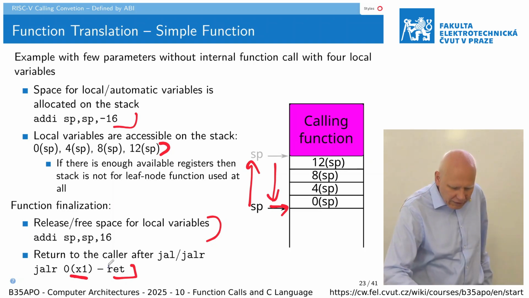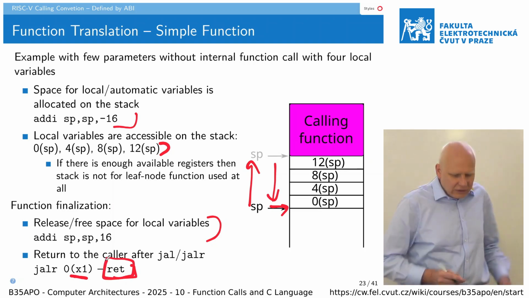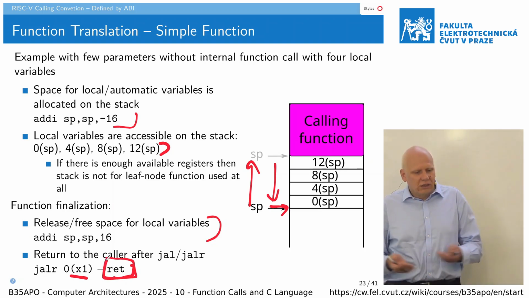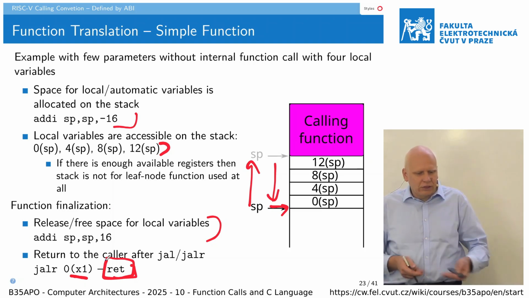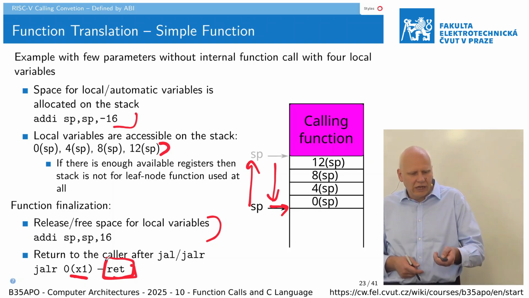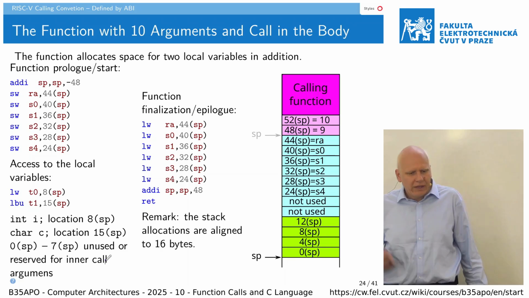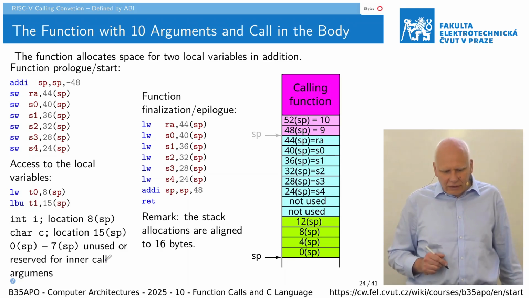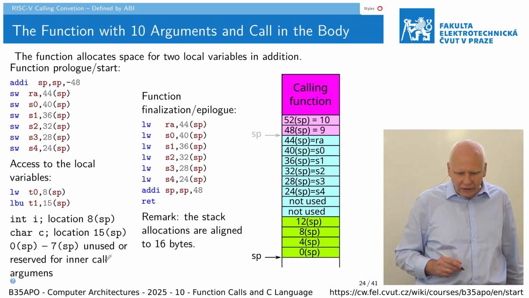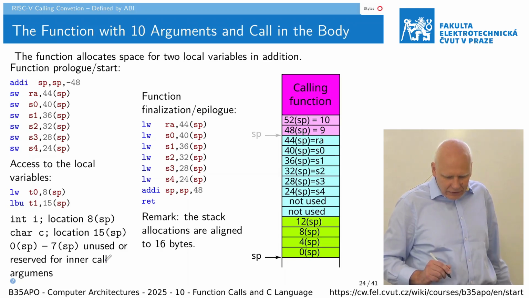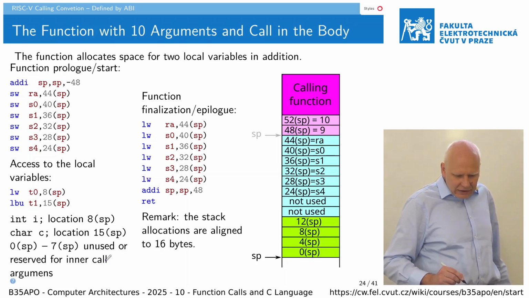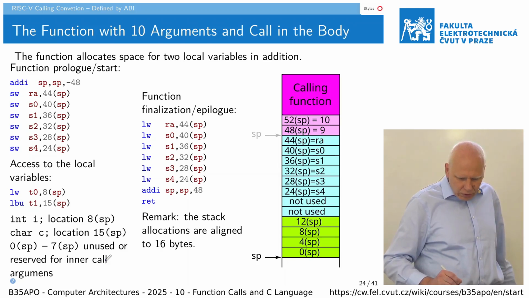And we can replace this with the simple instruction, which translates to exactly the same code but is easier to write, called return. Now, if we look at that function which has 10 arguments, then in this case we need to store some more complex function.